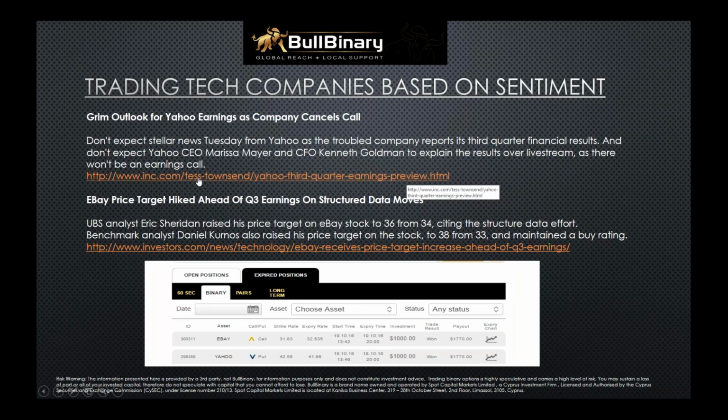eBay's price was hyped, meaning they expected a higher than forecasted result. According to an analyst, for example, from UBS, Eric Sheridan, and also an analyst, Daniel Kunos, they raised both their target from 33 to 38 and from 34 to 36. So they both expected a very positive result. So these trades below are an example of a sentimental trade. As you can see, eBay was expected positive, a sentimental trade was placed for high. Yahoo was expected negative, sentimental trade was placed for low.